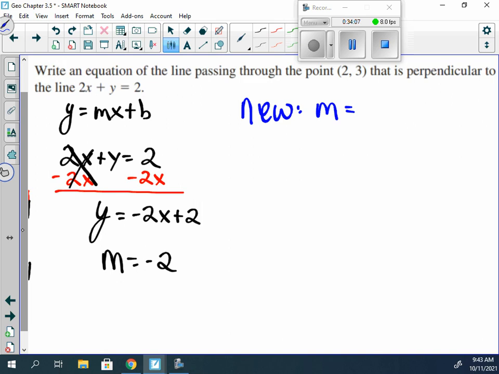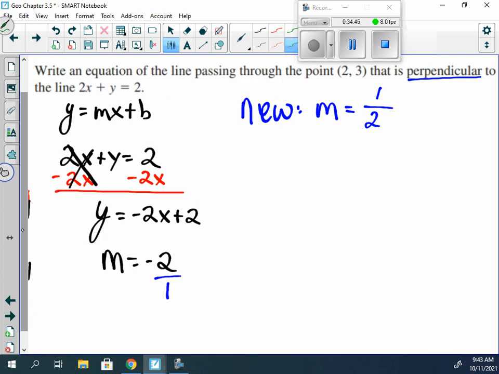Now, is it parallel? No, it's perpendicular, yes? So for the perpendicular slope, we need the opposite reciprocal. We need to change the sign and flip it. Since the slope for the given line is negative, our new slope will be positive. The slope for this here is 2 over 1, or just 2. So our new slope would be 1/2. Since our original slope was negative 2, the perpendicular slope, when we changed and flipped it, would be positive 1/2.